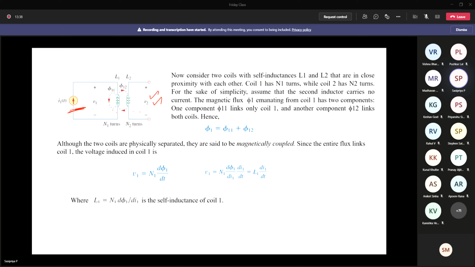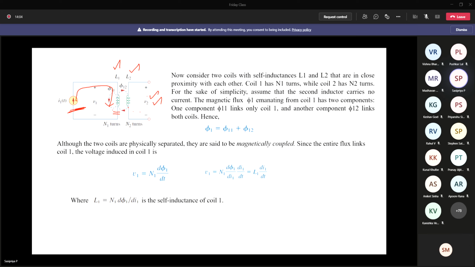Okay, so now the inductance of this coil is taken as L1, and for this coil the inductance is taken as L2. Okay, and N1 and N2 are the number of turns for coil 1 and coil 2. Okay, so now there is going to be a flux linkage. There is going to be a flux. Okay, why? Because the current is going to flow through this, due to which we have a magnetic field, and there is going to be a magnetic flux.